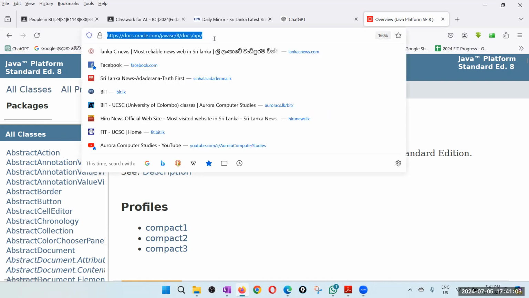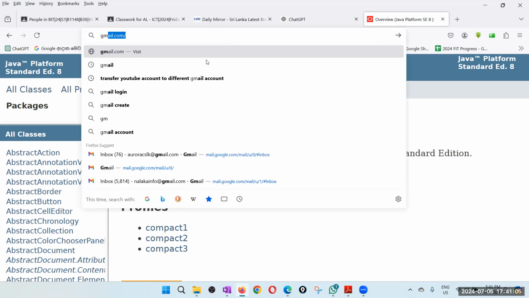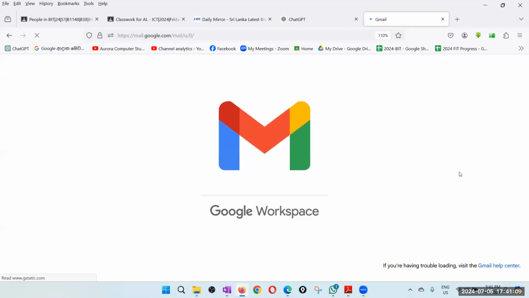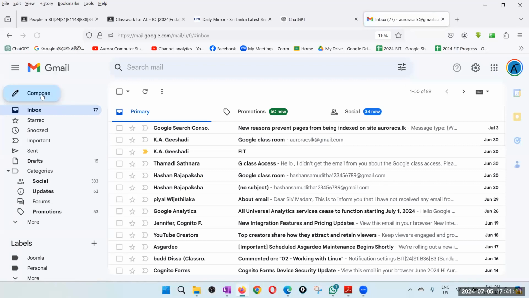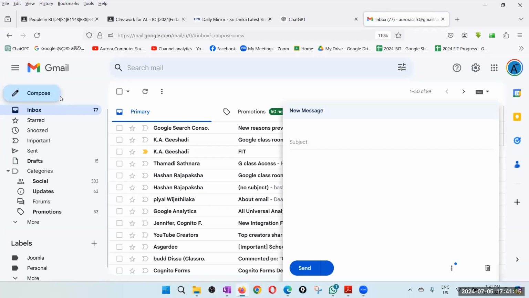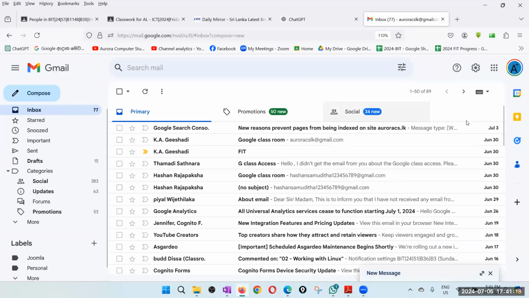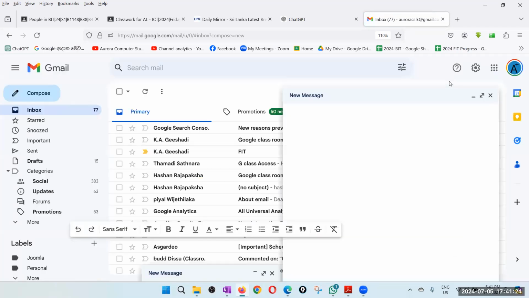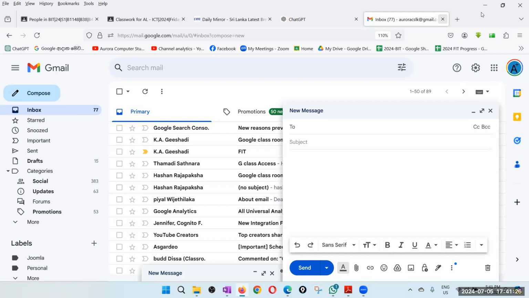But the new iframes are, if you go for something like Gmail, for example, when you go for Compose, this is an iframe. You can see it is an iframe. So it can fit into any place, it can be maximized and so on as well. So iframes are more flexible, and therefore we heavily use iframes. Iframes are also used in social media and so on.